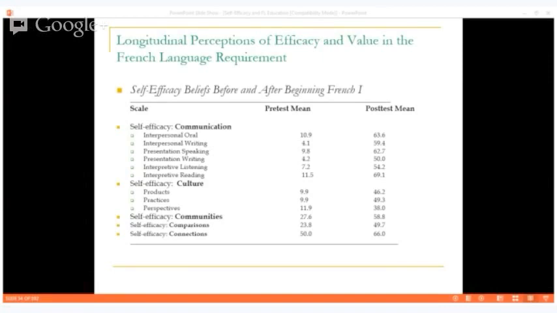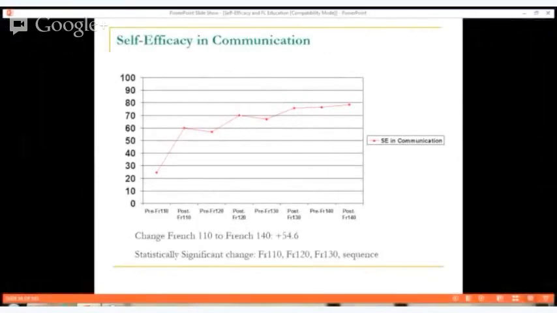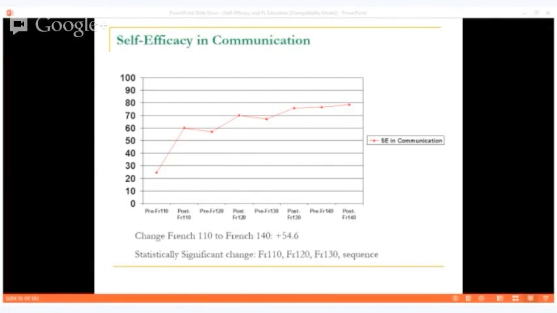So this can just show you self-efficacy beliefs before and after beginning French 1, so you can see how they were divided, pre-test, post-test. But what was more interesting for me was to look at how self-efficacy and communication evolved from the beginning to the end of beginning one, beginning two, intermediate one, intermediate two. You can see a little bit of a dip after the end and towards the beginning. Typically there may have been a summer involved there, so maybe self-efficacy beliefs dipped a little bit. There could have been a winter break, but in any case, you can see the evolution there. We had statistically significant changes from the beginning to the end of each, and also with the sequence, all of the courses as well.